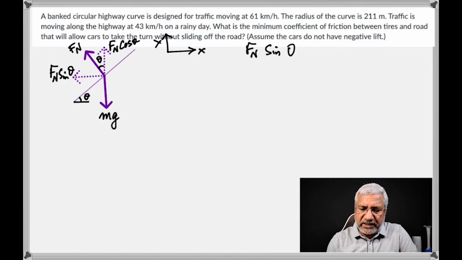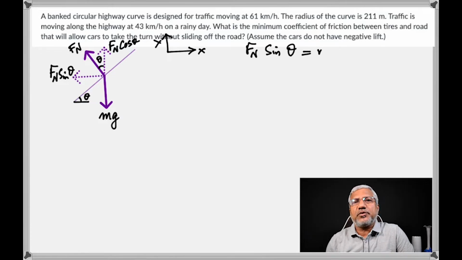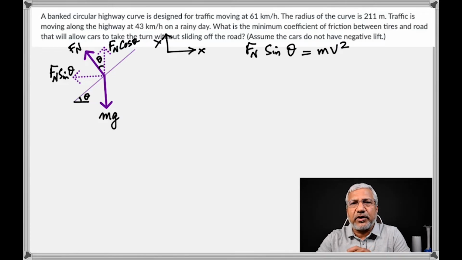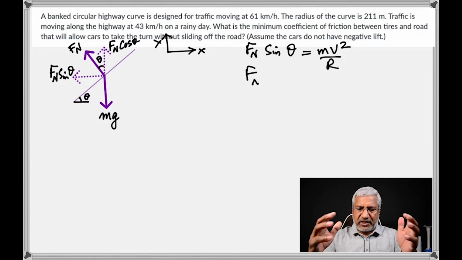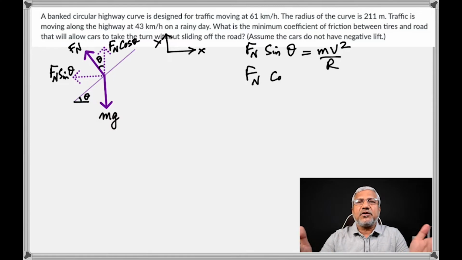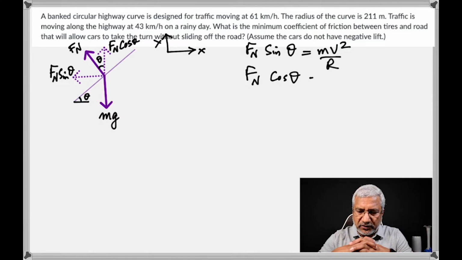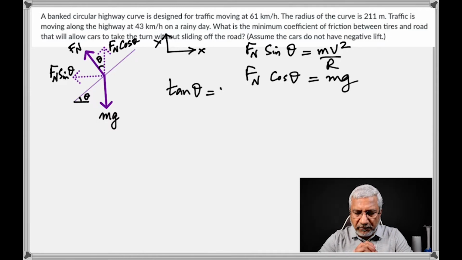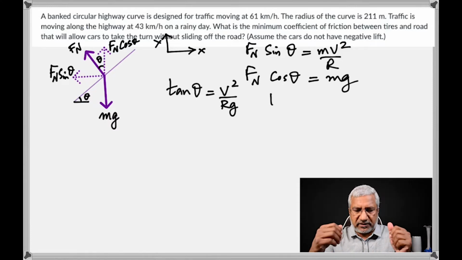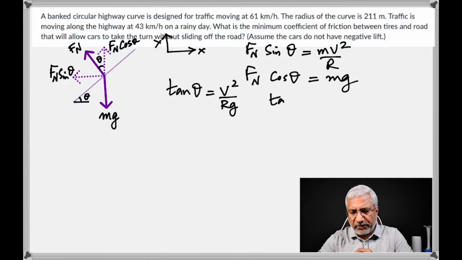Fn sine theta provides the centripetal force, which is, as we know, mass times velocity squared by radius. So we get that. And Fn cosine theta balances the weight, so Fn cosine theta is equal to mg. Once we get that, we divide the first equation by the second one. The Fn's will cancel out, the masses will cancel out, and we will have tan theta is v squared by rg. So that's what we get.